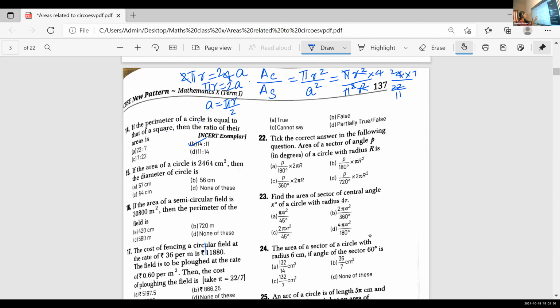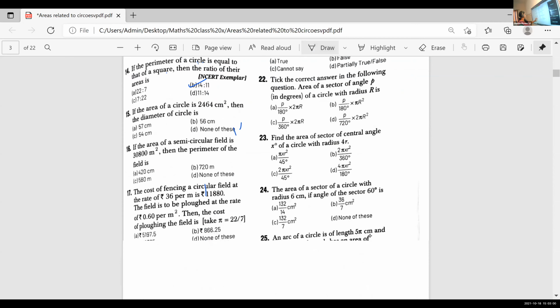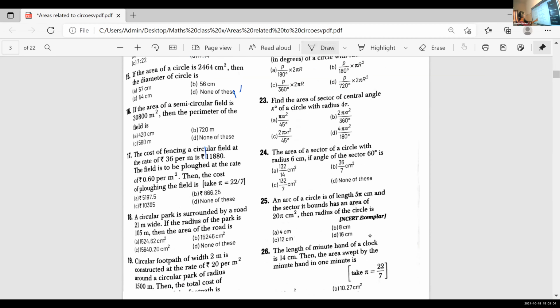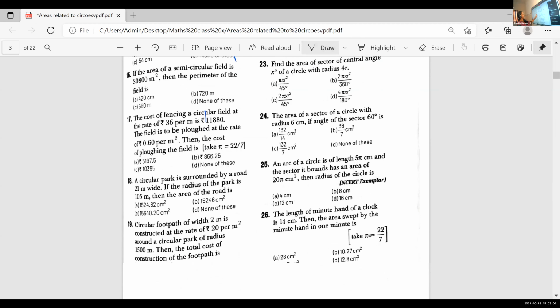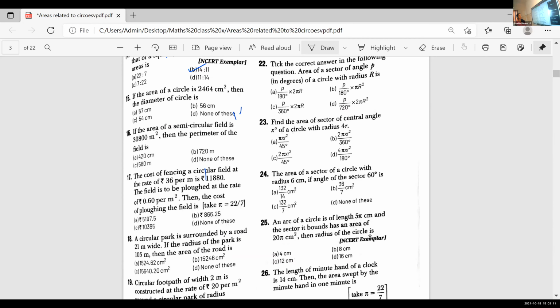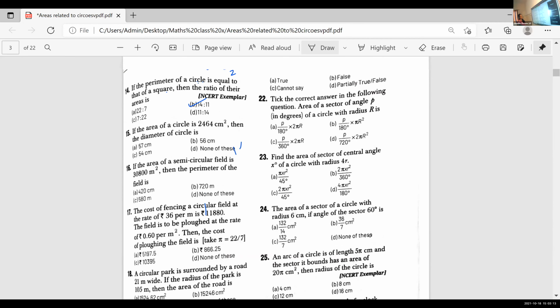Now, after this, do the 22nd one and 23rd one, children. Try this. Those are textbook questions. The 22nd question is from the textbook. 22nd one and 23rd one, try to find the answer.